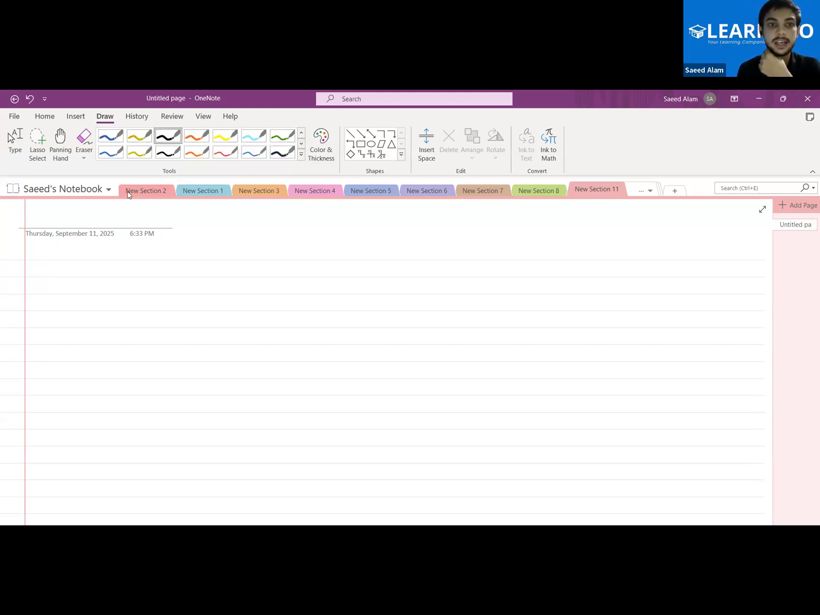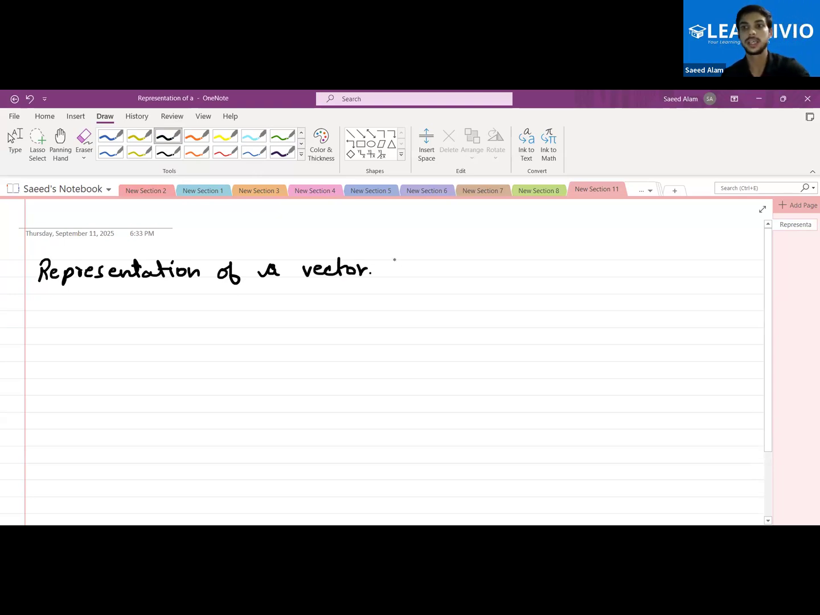The first thing that we should write here is the representation of the vector. You should have a copy and pen with you. I'm reminding you again that you must write whatever I'm writing here on the board. We are seeing how we can represent a particular vector. There are two methods to represent a vector. One is the analytical method.